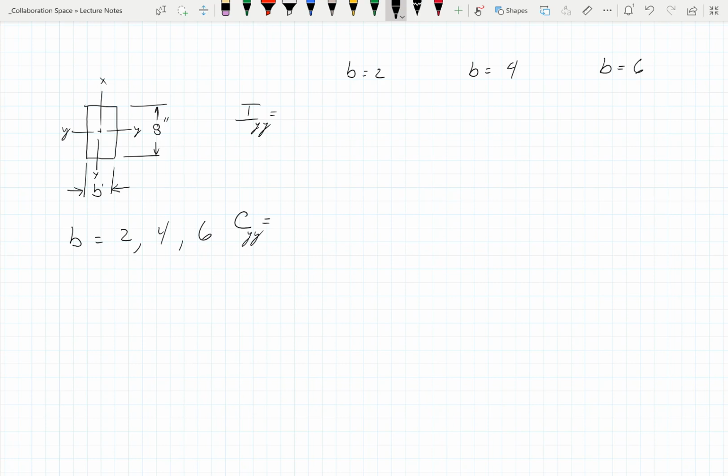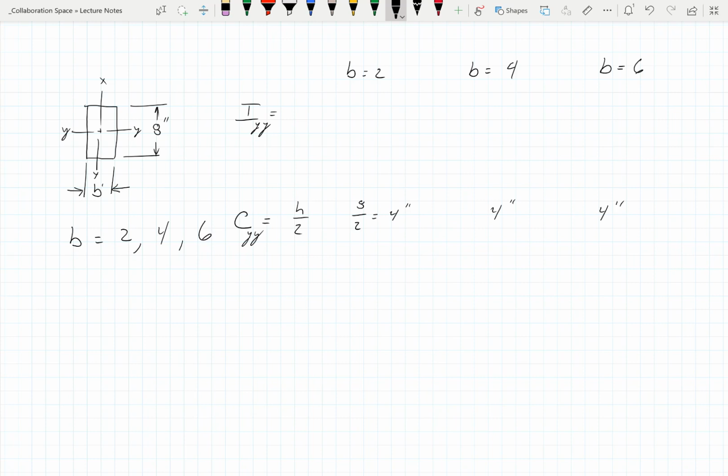So C is going to be pretty constant. Let's do C first, right? C is going to be h divided by 2. In this case, it's going to be 2 divided by 2 equals 1. I'm sorry, what was I thinking? It's 8 inches, so it's got to be 4 inches. So they're the same all the way across.